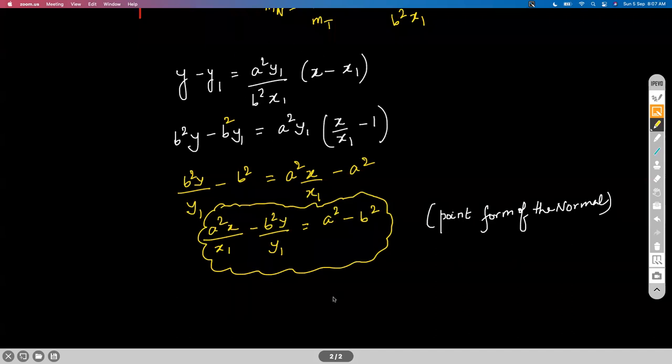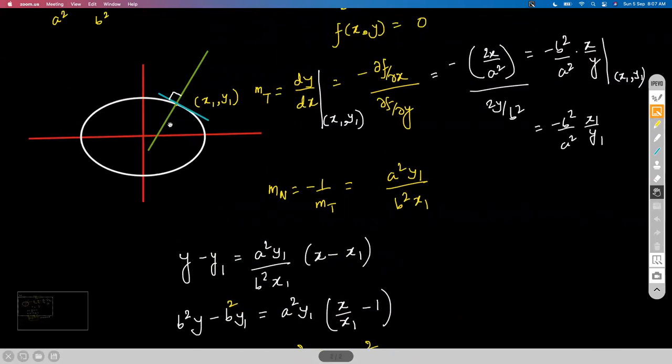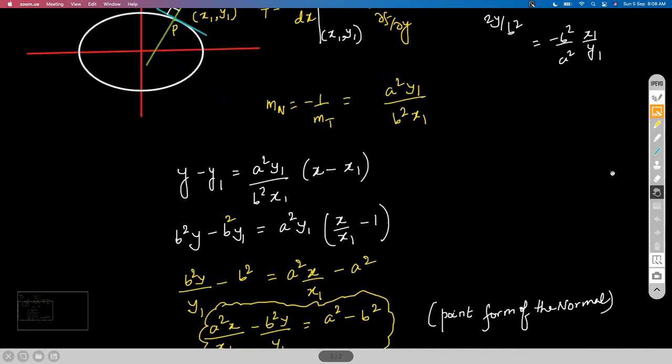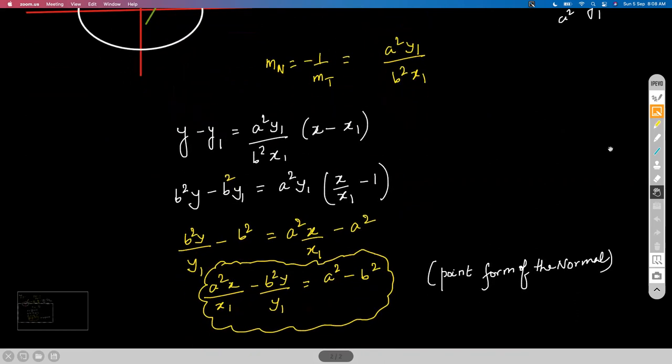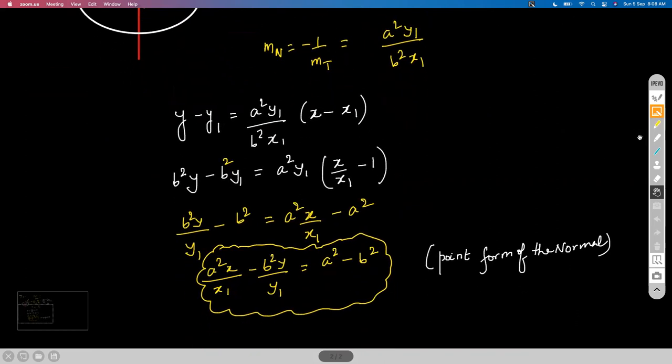Any questions? Could you show the diagram? The diagram is the customary diagram at a given point x1, y1. Let me call that point P. I'm sketching a normal. So this is your normal. a square x by x1 minus b square y by y1 equal to a square minus b square.